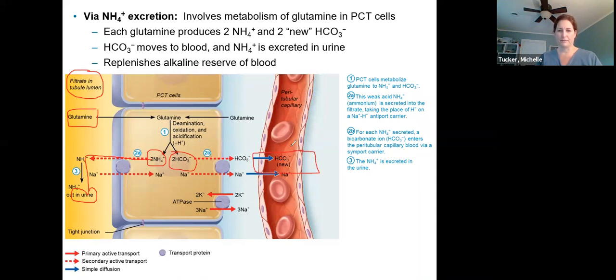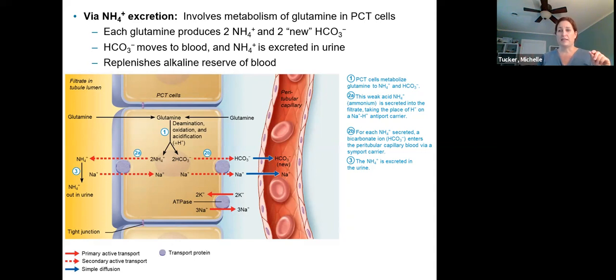Okay. So if you look at all three pathways, the first pathway that we looked at was the reclamation of bicarbonate. It didn't create any new bicarbonate, but it saved one from being excreted. So you had one in the filtrate and you ended up with one in the capillary. So there's nothing that's new. It's reclaiming bicarbonate from the filtrate so that we don't lose alkaline reserve in the extracellular fluid.